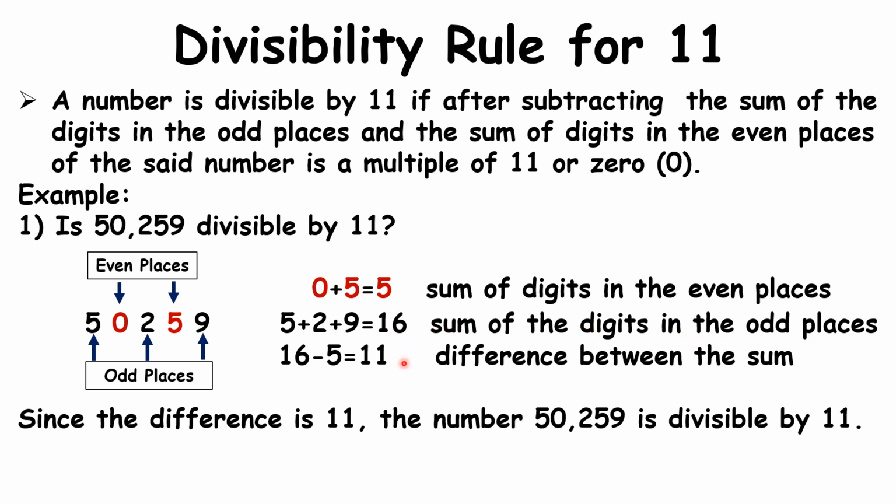So, find the difference between the two sums. 16 minus 5 is equal to 11. So, this is the difference between the two sums. Since the difference is 11, the number 50,259 is divisible by 11.